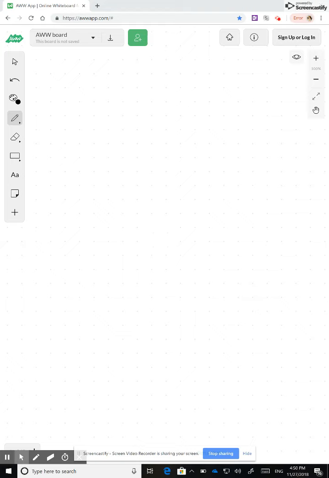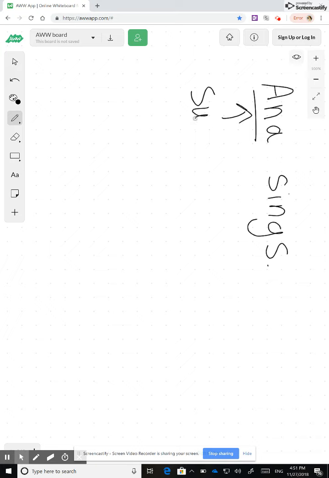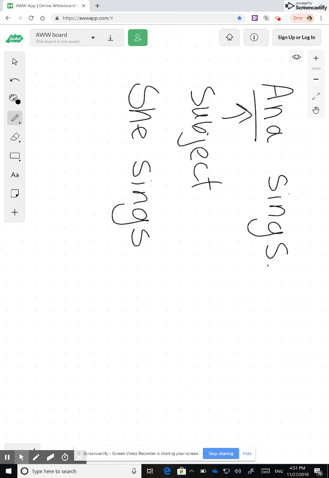Today we're going to talk about the basic steps that we need to take in order to conjugate a regular AR verb in Spanish. It's important to begin with reviewing our subject pronouns. A subject of a sentence tells us who is doing the action. For example, if I said, Ana sings, Ana is my subject. If I wanted to replace my subject with a subject pronoun, I could say, she sings. And she is my subject pronoun.